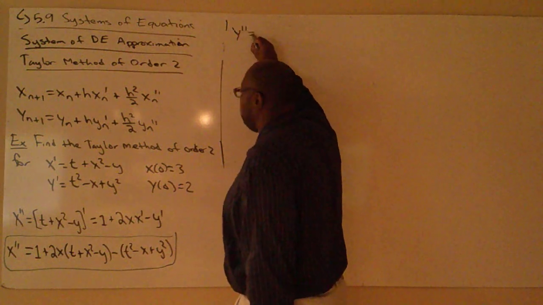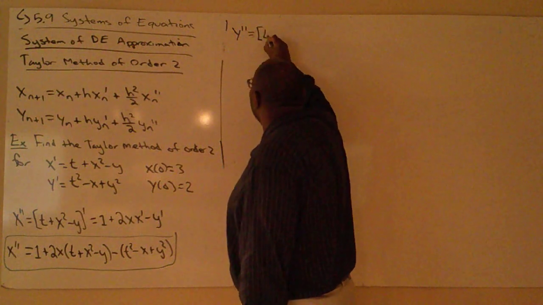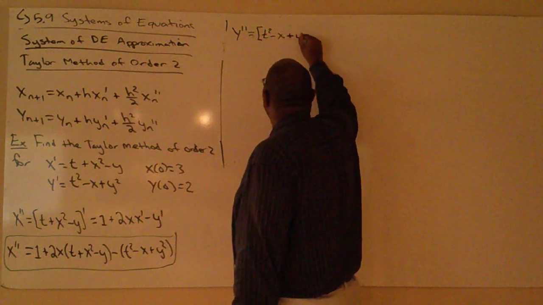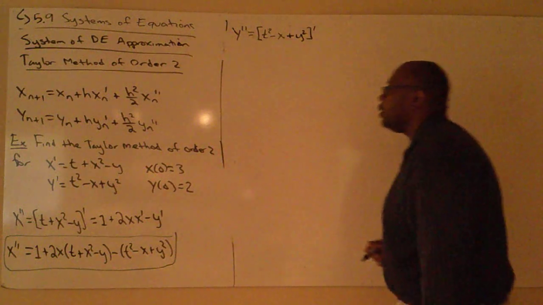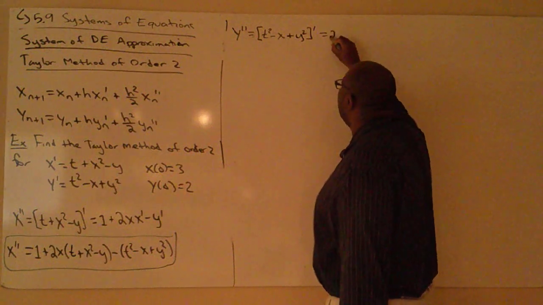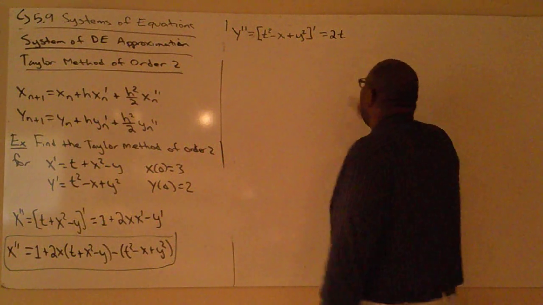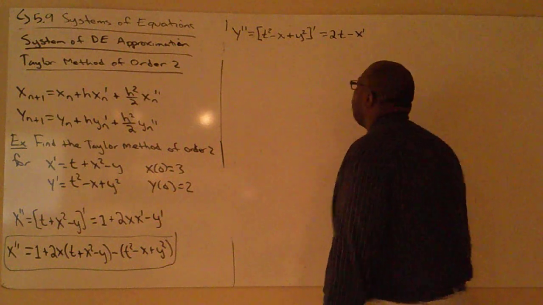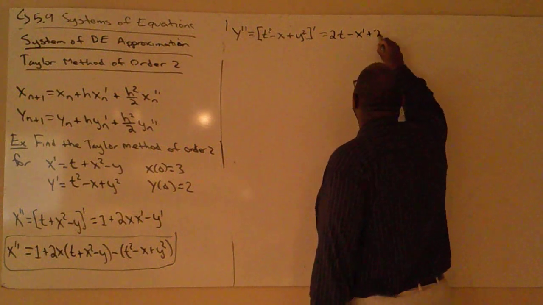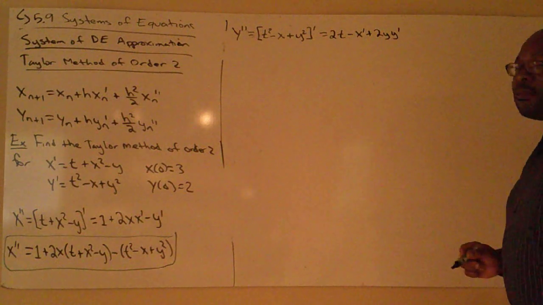Y double prime is equal to, we want to take the derivative of y prime. So I get t squared minus x plus y squared, prime. So when we work on this one, the derivative of t squared is 2t. The derivative of x is x prime. The derivative of y squared is going to be, by chain rule, 2y prime, because we're taking the derivative with respect to t. Y is a function of t.